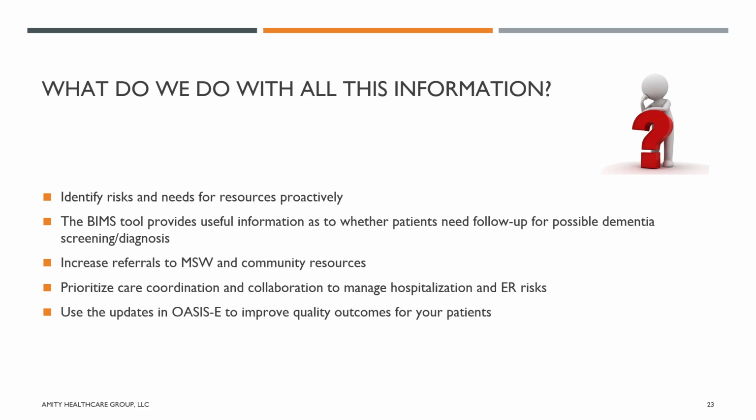The BIMS tool provides useful information for possible dementia screening and diagnosis. So there's a big push to try to get that obviously sooner rather than later, again, linked to that risk and better outcomes. Are we utilizing referrals to MSWs and community resources, kind of bringing in what that patient needs and doesn't even realize perhaps that they have access to, or helping them get access to that? Are we prioritizing care coordination to manage hospitalization and ER risks? That can't be underemphasized. We can't actually overdo that. And nowadays, with the type of acuity we're seeing with patients across the board, it's not a bad idea to just assume they're all high risk for hospitalization and ER.